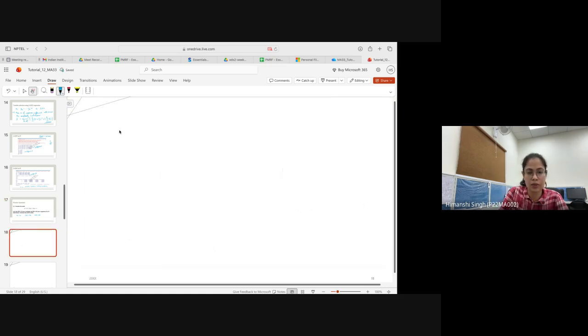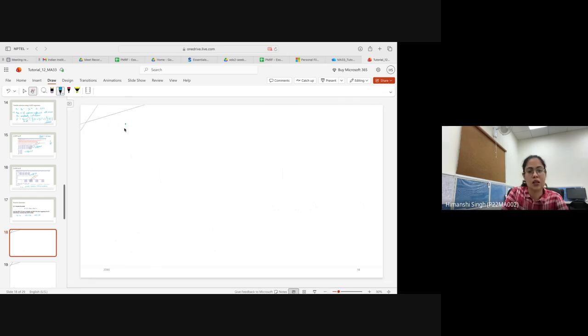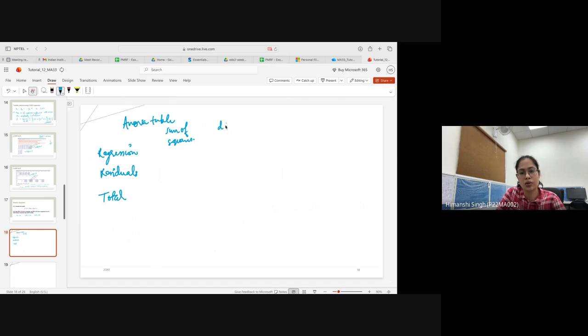So first of all, let me make the ANOVA table. The ANOVA table will have rows for due to regression, due to residuals, and the total. Here I will have columns for the sum of squares, degrees of freedom, mean square, and F statistic.